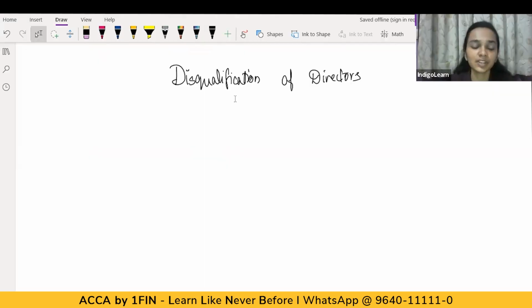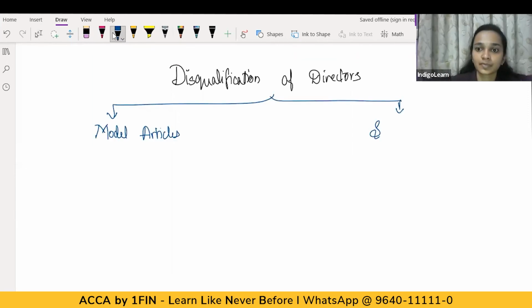So, what are the different situations where we say that a director is disqualified? So, disqualification of directors is divided into two categories. One is under the model articles, and the other is under statute. So, what are the situations specified under the model articles where a director would be disqualified?